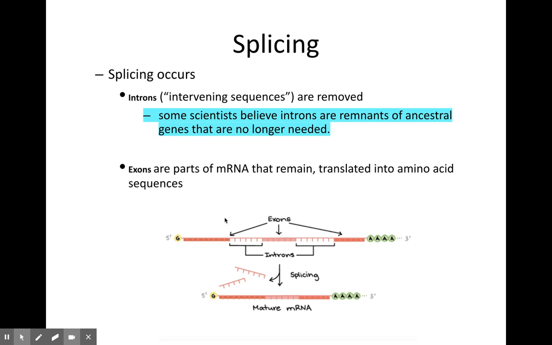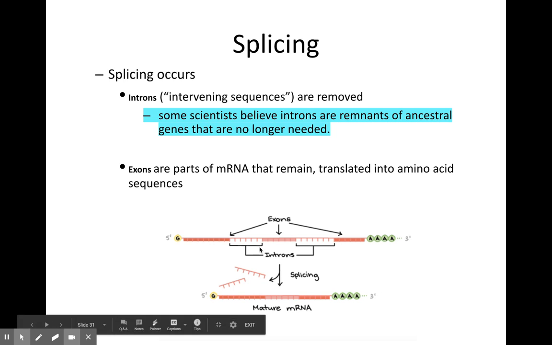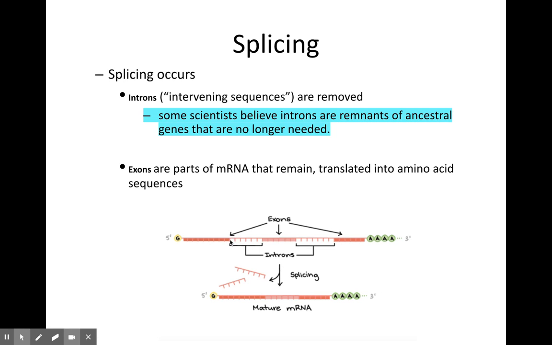And you can see that here. If you look at the picture, the arrow is pointing at the exons, those three darker pieces. And then the introns there, we splice out. They basically get resorbed by the cell and are no longer needed.